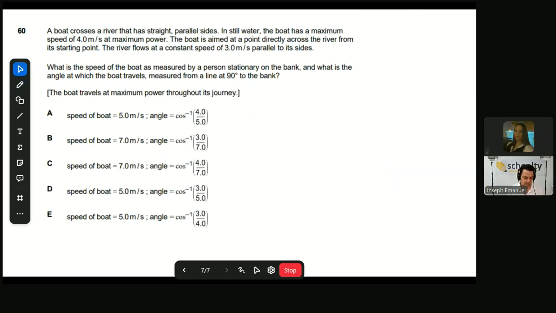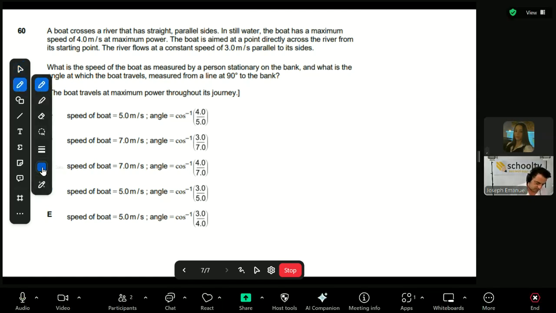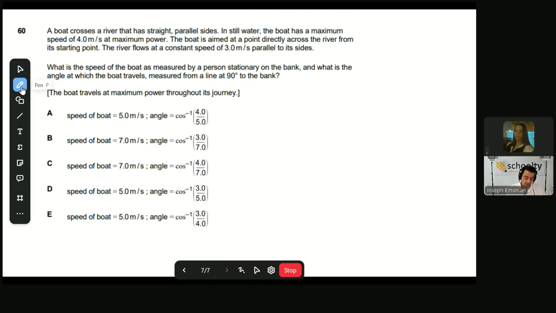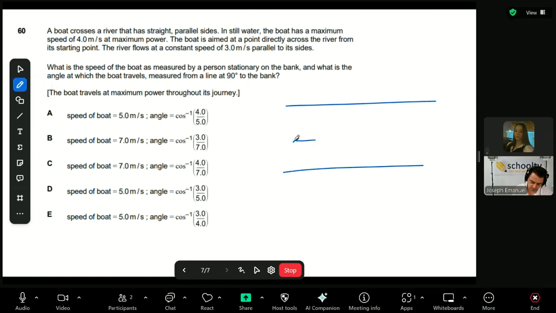Nice. Next. Okay, question number 60, actually the last one on physics. A boat crosses a river that has straight parallel sides. In still water, the boat has a maximum speed of 4 meters per second at maximum power. The boat is aimed at a point directly across the river from its starting point. The river flows at a constant speed of 3 meters per second parallel to its sides. What is the speed of the boat as measured by a person stationary on the bank, and what is the angle at which the boat travels, measured from a line at 90 degrees to the bank?